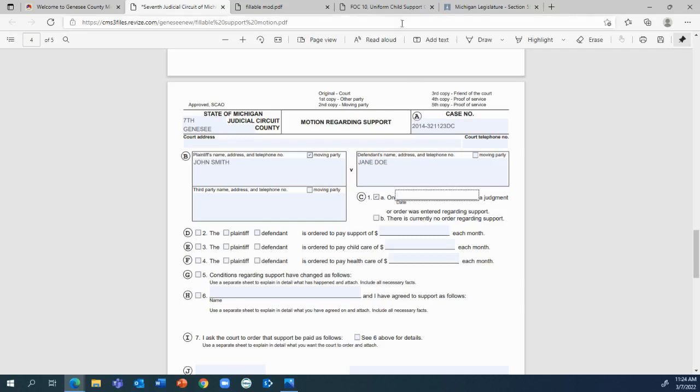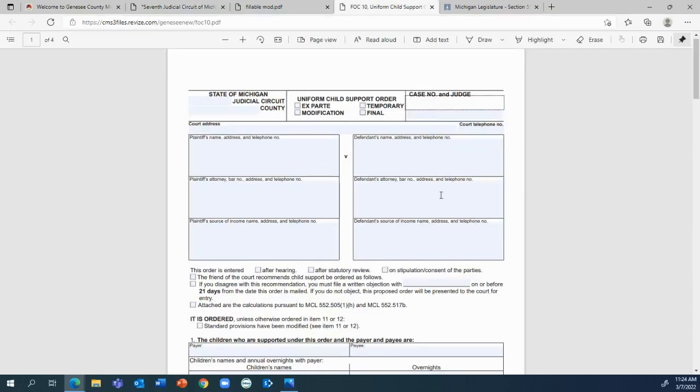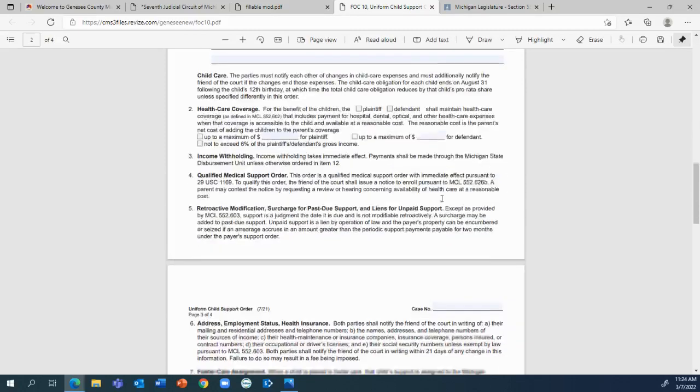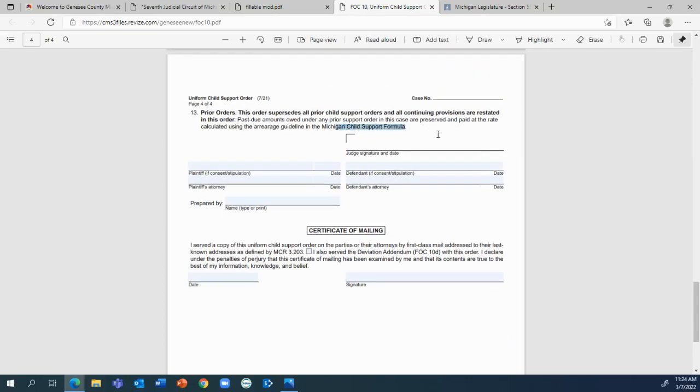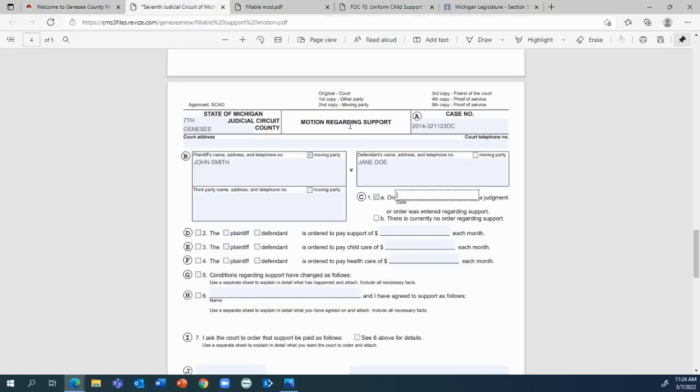Where are we going to get this information from? Again, I'm back at the Uniform Child Support Order, and I'm going to get this information if I scroll all the way down to the bottom and look at the last page. When did the judge sign and date that order? That's going to be the date that I'm going to put in this box. So whatever the last order is that addressed child support, I'm going to put that in here. So I'm going to go with 3/7/2015. That's the last time an order was entered regarding support. Okay.